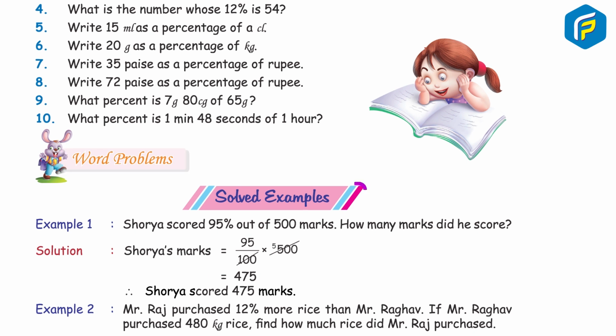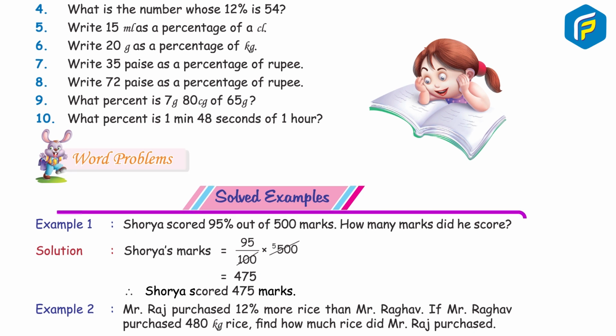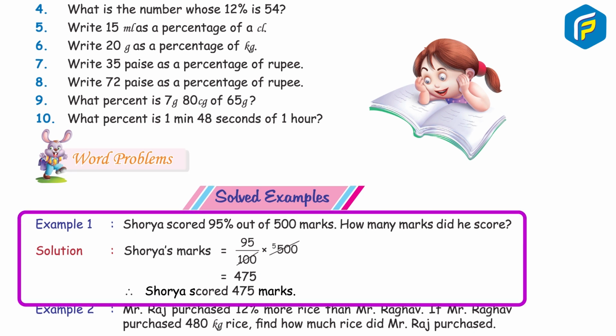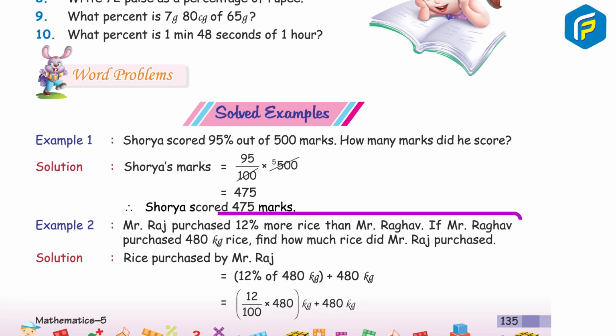Word problem. Solved example. Example 1. Shaurya scored 95% out of 500 marks. How many marks did he score? Solution. Shaurya's marks are 95 upon 100 into 500. Shaurya scored 475 marks.